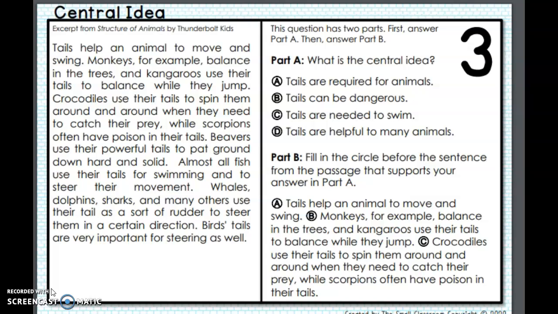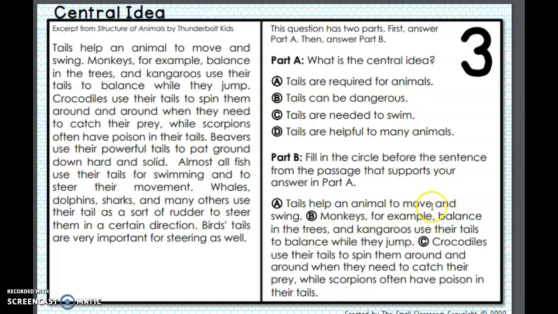Part B. Fill in a circle before the sentence from the passage that supports your answer in part A. So of course we can't fill in our circles here. So we are going to write our answers on the whiteboard, either A, B, or C. And if you're at home, you will write it on your whiteboard or paper. So A, tails help an animal move and swing. That's something that supports our main idea that tails are helpful to many animals.